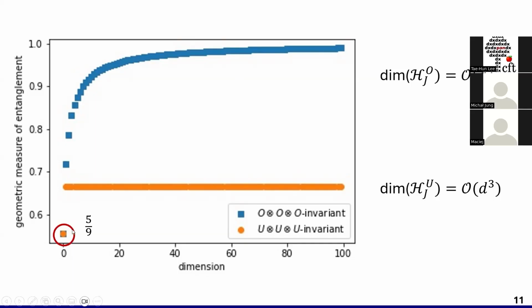And the other thing we see is that for qubits, the two bounds coincide. So for qubits, we have the same geometric measure for the orthogonally invariant and the unitary invariant subspaces. We could also show that they are local unitary equivalent. So if we take a three-qubit vector in the orthogonally invariant space, we can find local unitary transformations which give us the vector in the unitary invariant space.